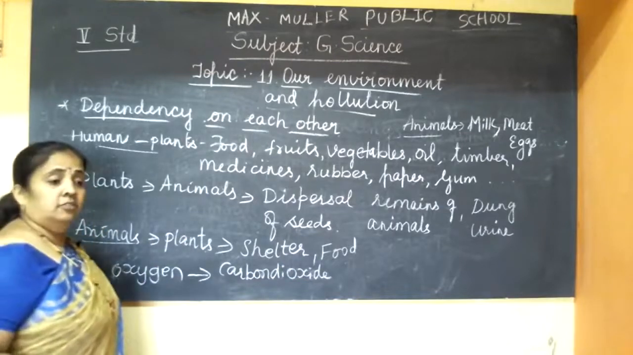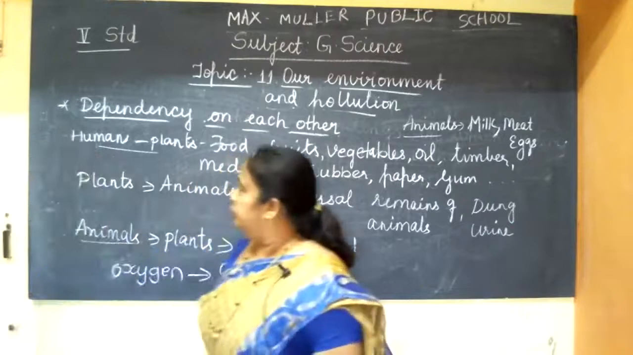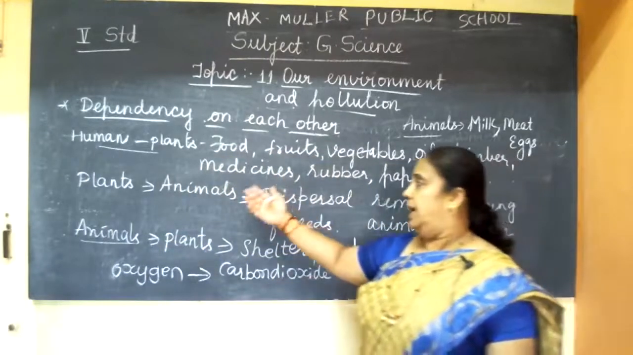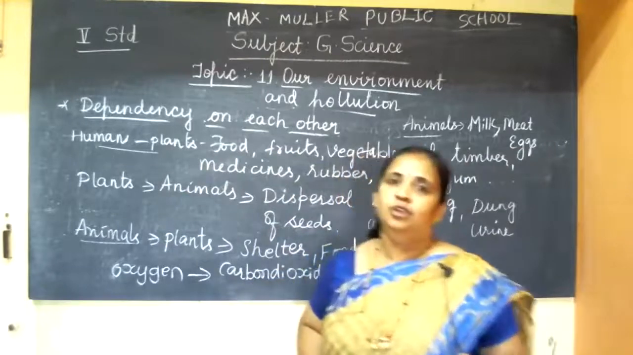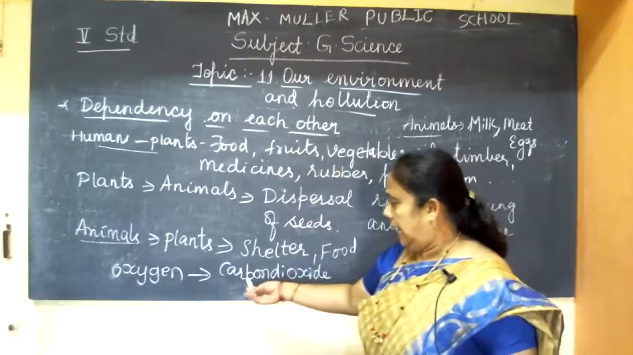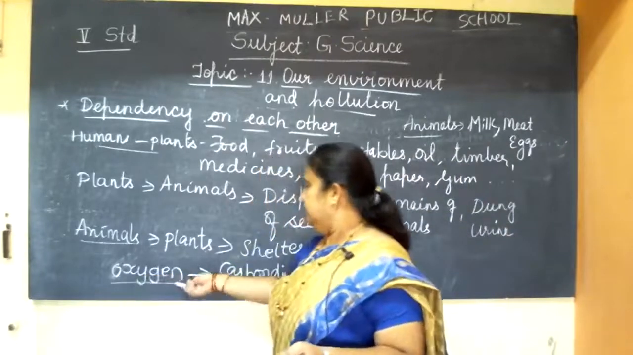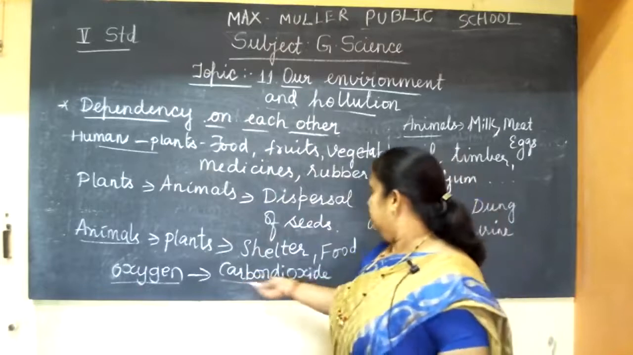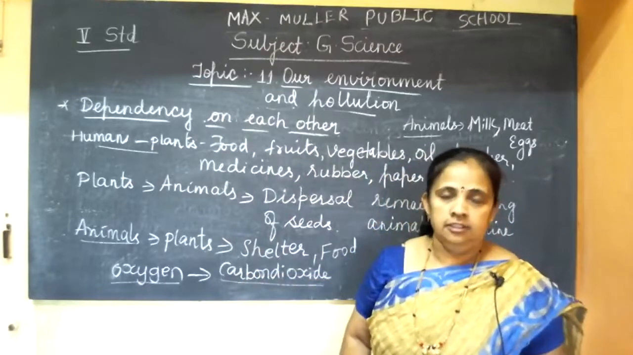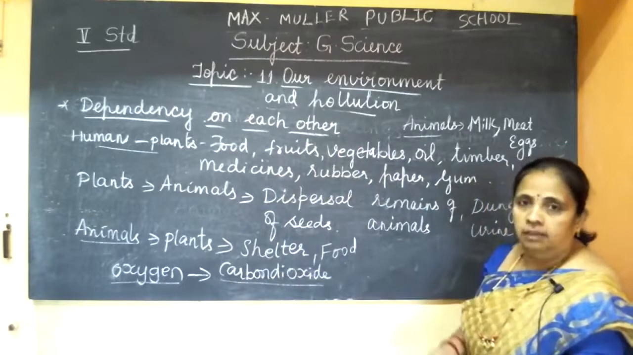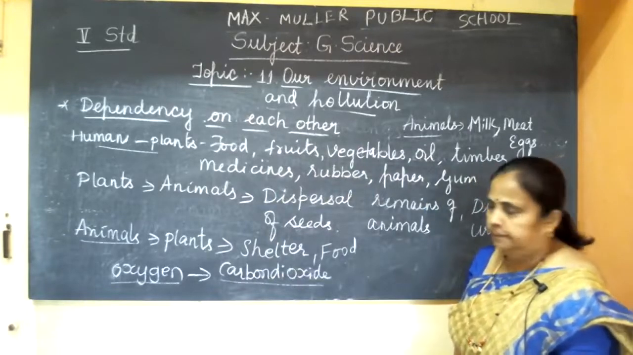So like this, we are dependent. So if humans and animals are not there, oxygen would not be there. If plants were not there, carbon dioxide would not be there. So there is dependency. As you know that oxygen is necessary for plants and animals for breathing. So what will plants do with carbon dioxide? This you already know, is it not? So these plants, they take in carbon dioxide and give out oxygen.